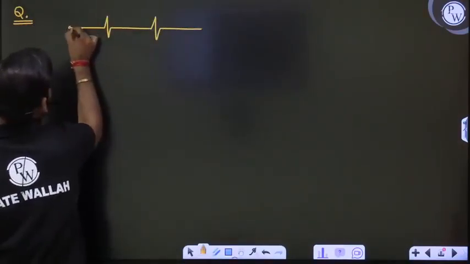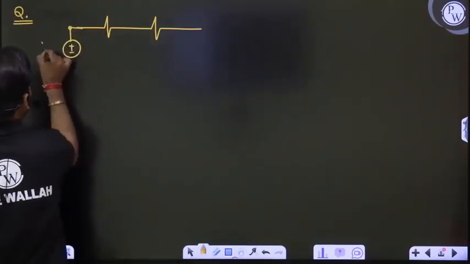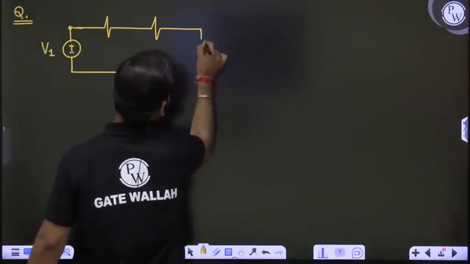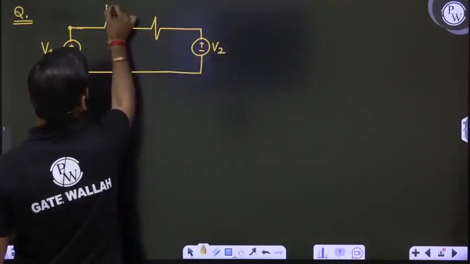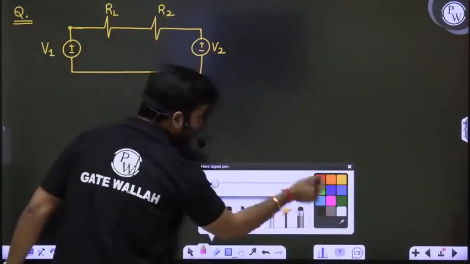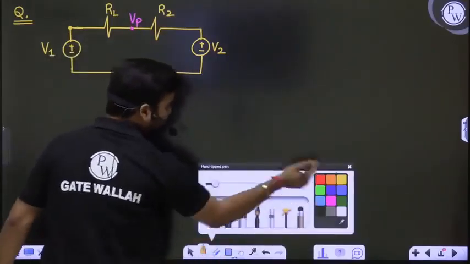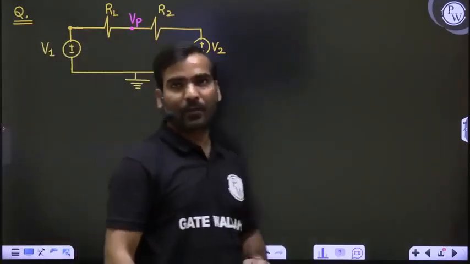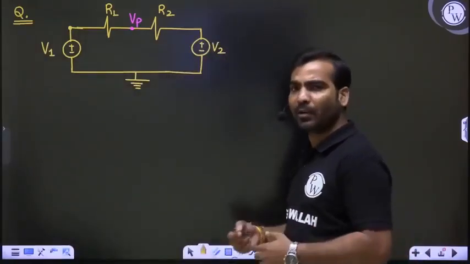Suppose you are having two batteries. One is V1 volt over here, and another is V2 volt over here, and we are having two resistors R1 and R2. Now my question is, what is this node voltage Vp? And this, you know very well, is your ground. How much is this node voltage Vp? Vp or Vx, whatever you want to call it, doesn't matter.